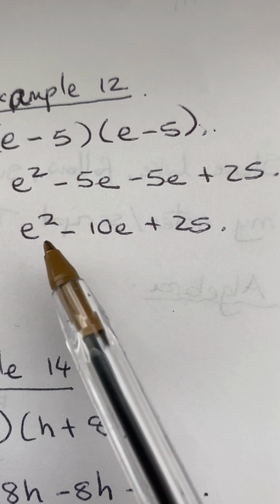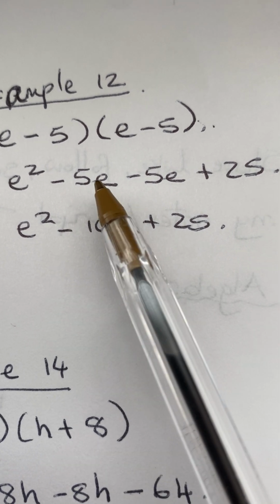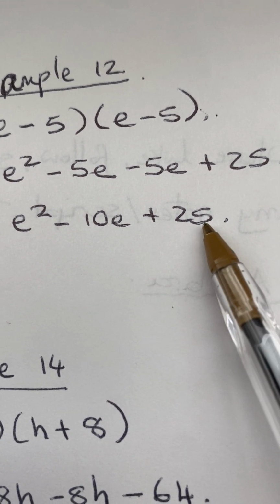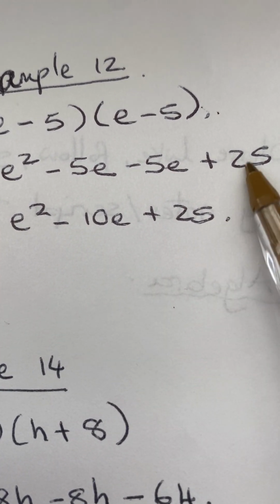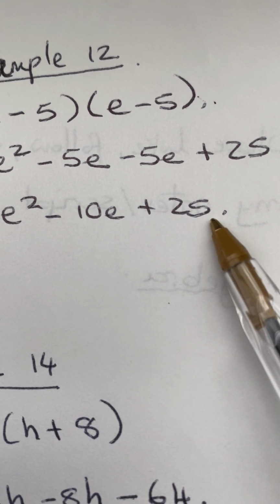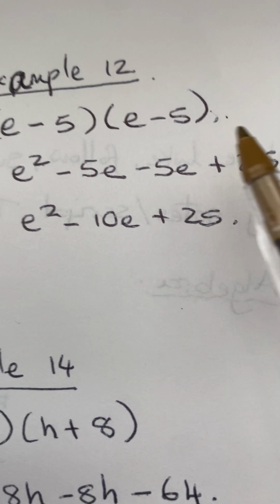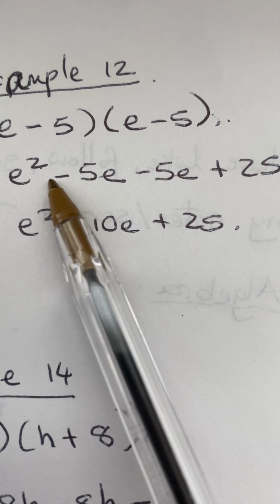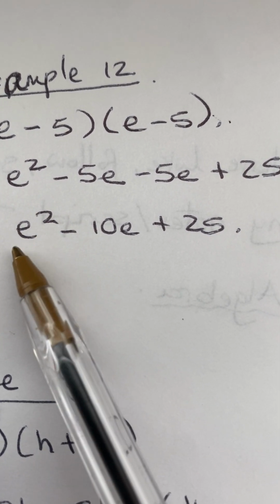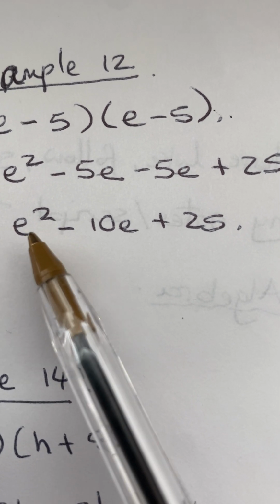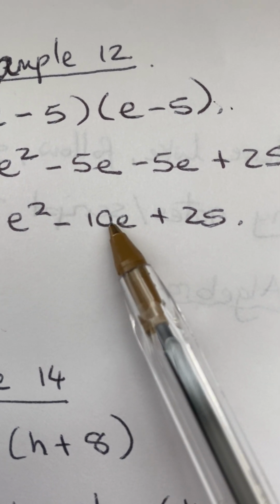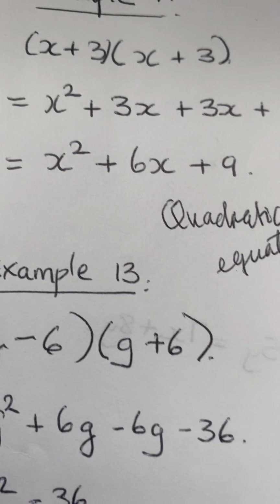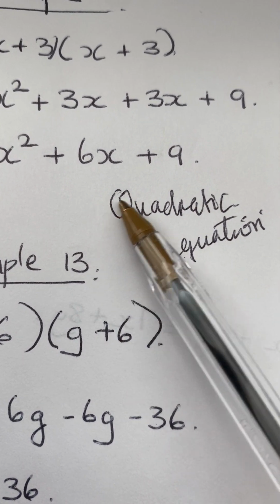So now we have e squared minus 5e minus 5e is minus 10e plus 25. Here also is a quadratic equation. We can simplify, so this will be our answer. So we've expanded and simplified. Quadratic equations normally have the highest power of 2. So x squared, y squared, b squared minus something, variable plus a number. So this is an example of a quadratic equation. That is also an example of a quadratic equation.